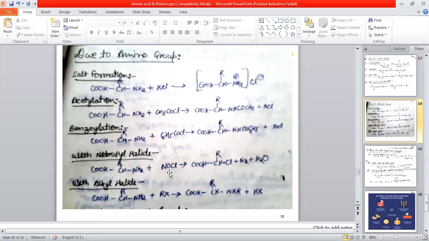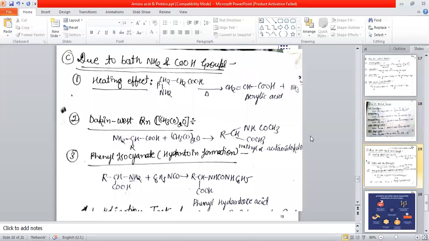Now NOCl, nitrosyl chloride. Again from here, what will happen? This nitrogen and this nitrogen, two nitrogens, it means nitrogen gas will be eliminated, H2 and this oxygen, water, will be eliminated, and you will get this particular compound. This one is due to both the amino and COOH group.